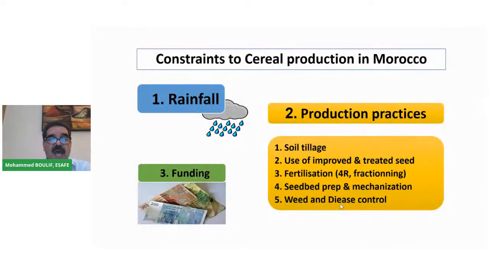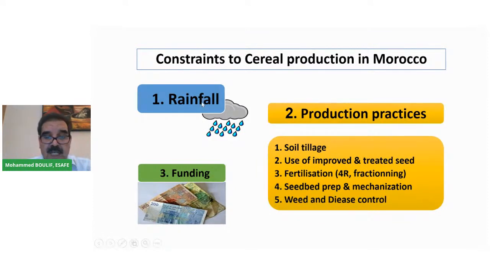So when talking about growing cereals in Morocco, the first constraint is rainfall, okay? And the second constraint in my eyes is production practices, including soil tillage, use of improved and treated seed, fertilization, let's remember the 4R and the fractioning, the seedbed preparation and mechanization, weed and disease control. And I used to think that funding was a problem maybe in the 70s and 80s, but now when I talk to the farmers, they tell me funding is not a problem anymore. So our problem is the rainfall.